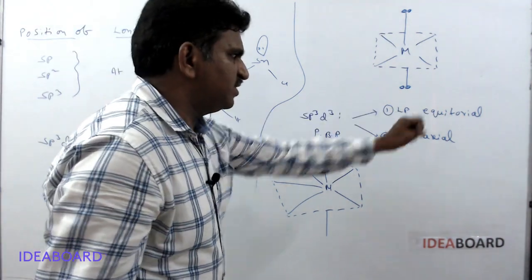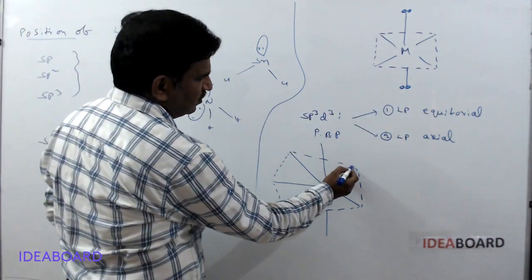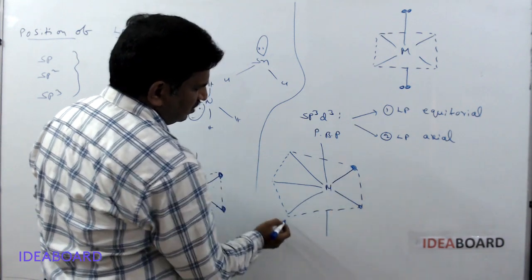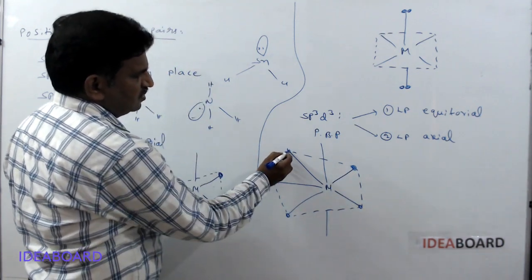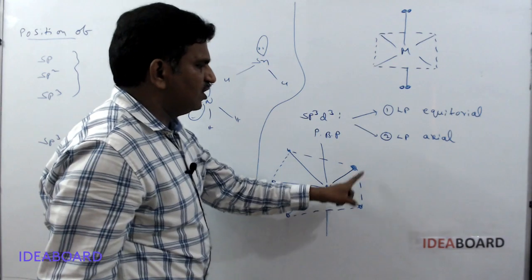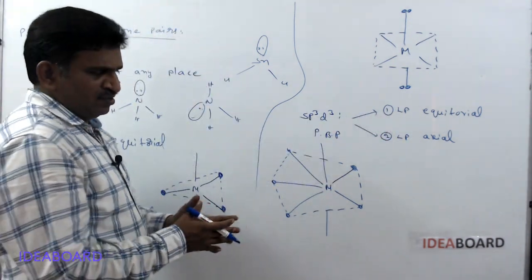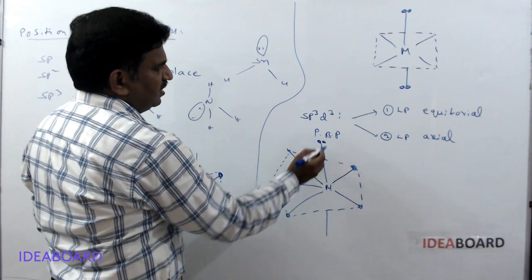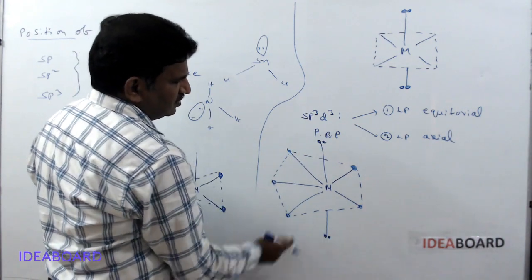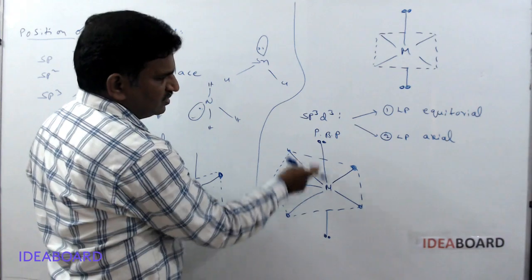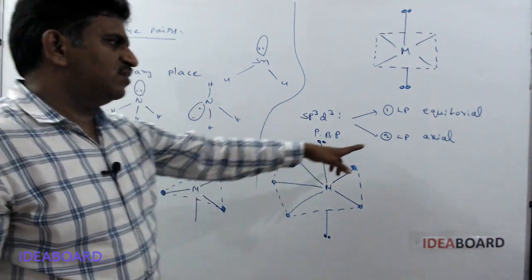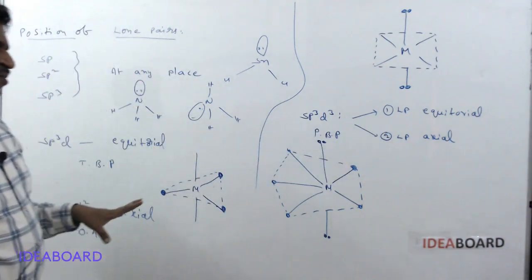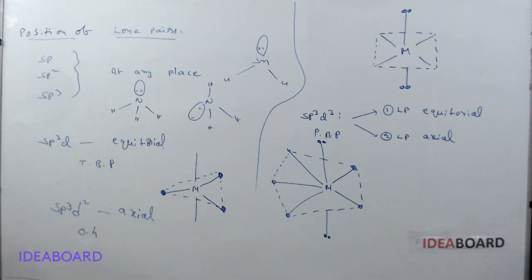Whenever one lone pair is present, equatorial. Here equatorial position means these are the equatorial positions. At any of these equatorial positions, you can write that lone pair. But if two lone pairs are present, then you must indicate at the axial position. These are the axial bonds. At these axial positions only, you must write the two lone pairs. That is about the position of lone pairs.